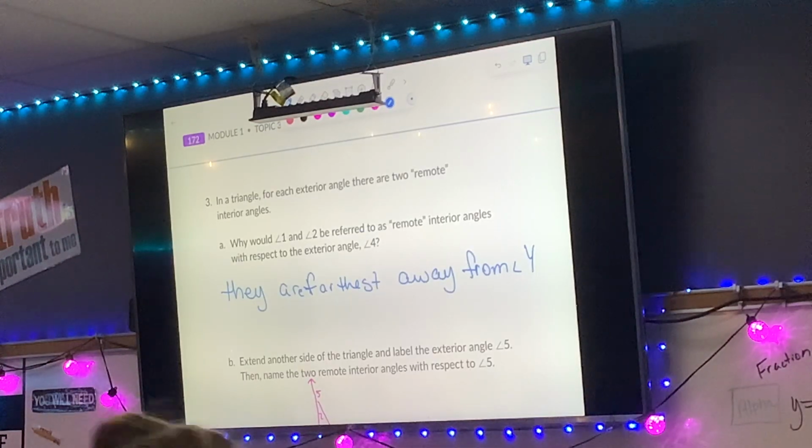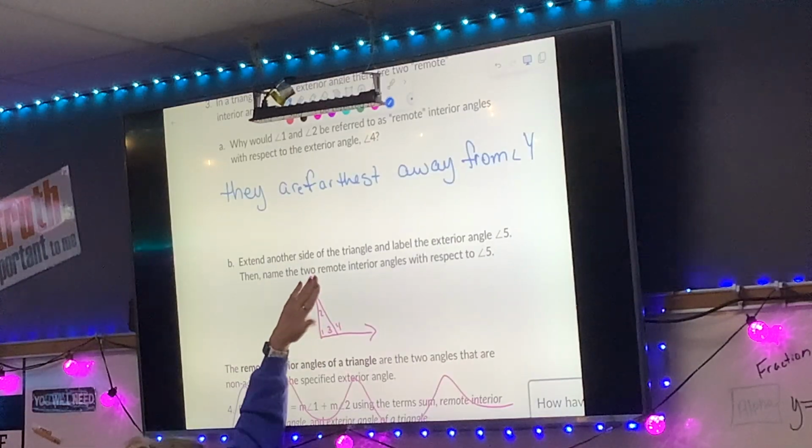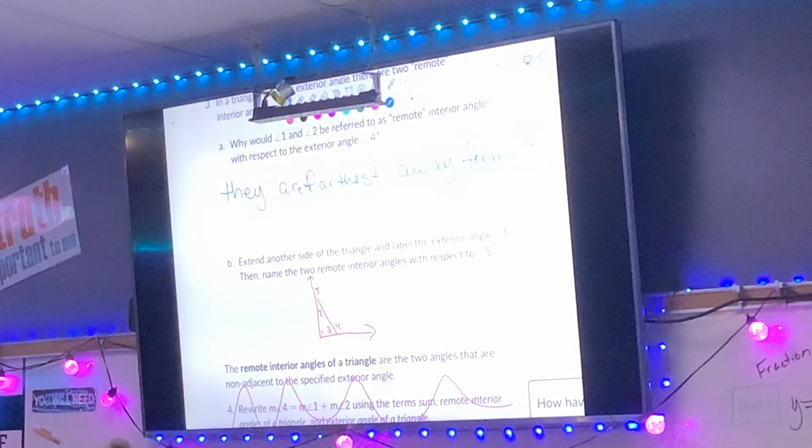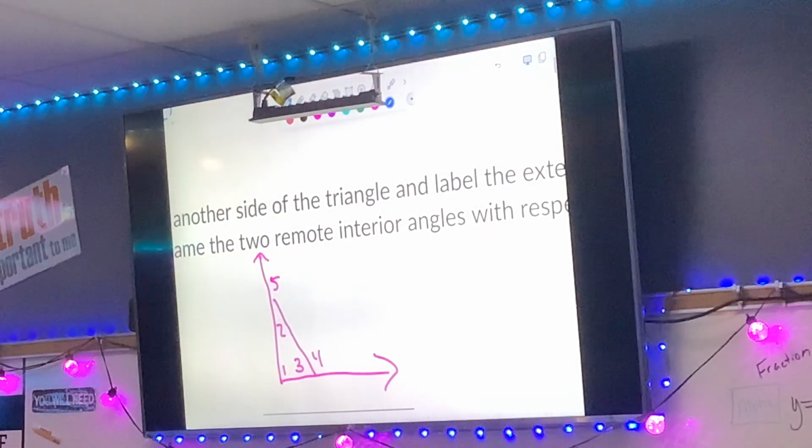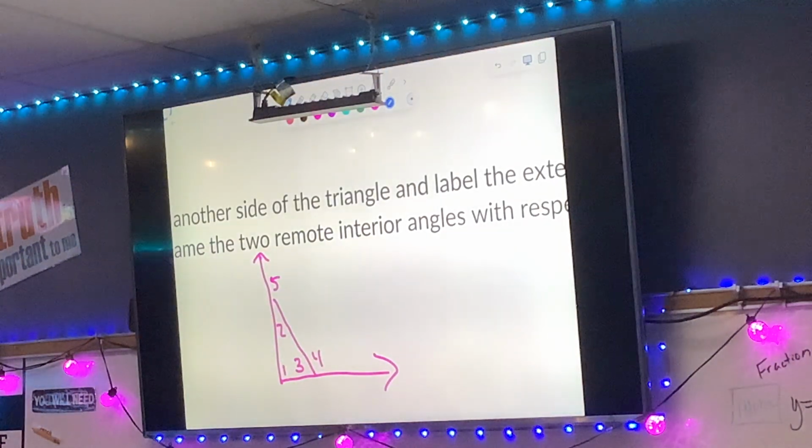Okay, now we're going to redraw the figure we've been looking at. Do you see this is the same figure? But we're going to extend it and make another exterior. So draw that.